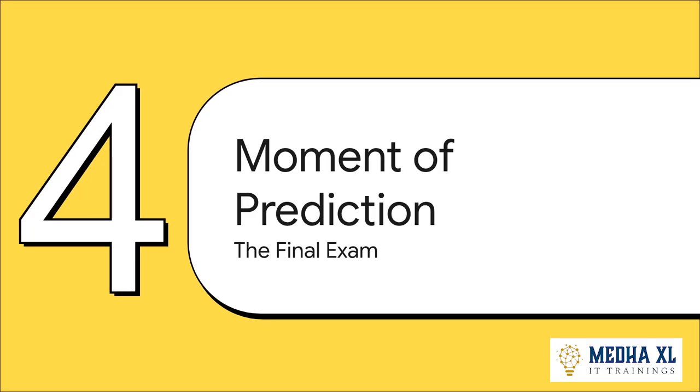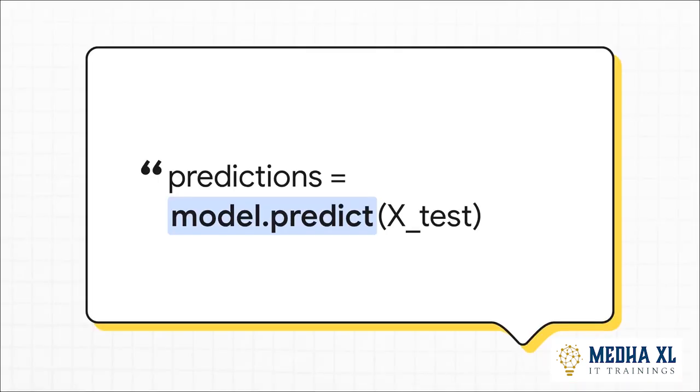So after all that studying, it is time for the final exam. We are going to give our model a brand new house, one it has never ever seen before, and we're going to ask it for a prediction. And this next line of code, this is us handing the exam over to the model. We're basically saying, okay, you're all trained up. Here are the features of a totally new house, our X_test. Based on every pattern you just learned, what do you think the price is going to be?